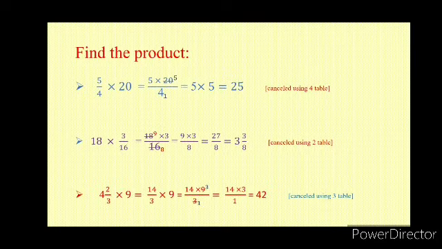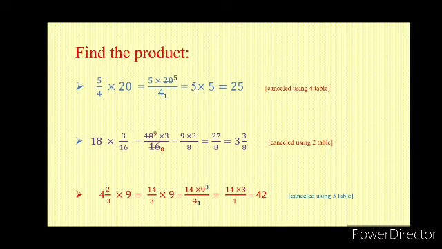Consider the next example, 18 into 3 by 16. So, it is 18 into 3 whole divided by 16. 18 and 16 are multiples of 2. So, we can reduce in the 2 table, 9 times and 8 times respectively. So, it is 9 into 3 by 8. So, it is 27 by 8. Since it is an improper fraction, it can be converted into a mixed fraction. So, we get 3 3 by 8.